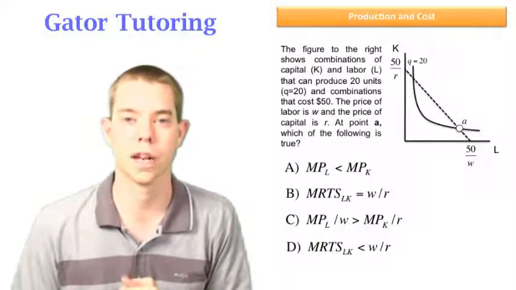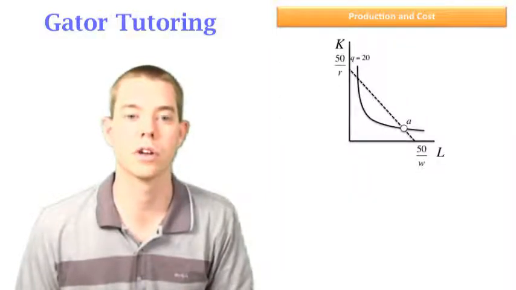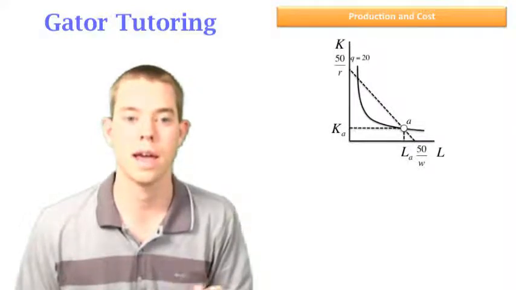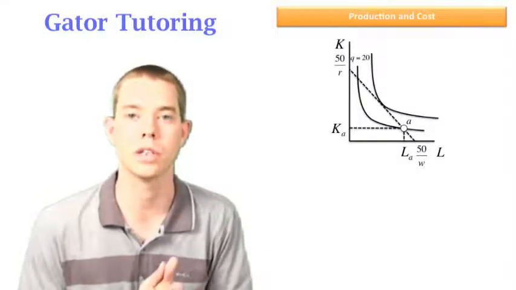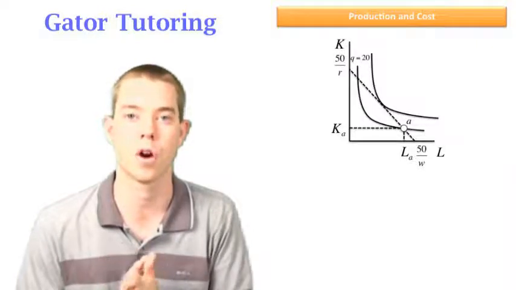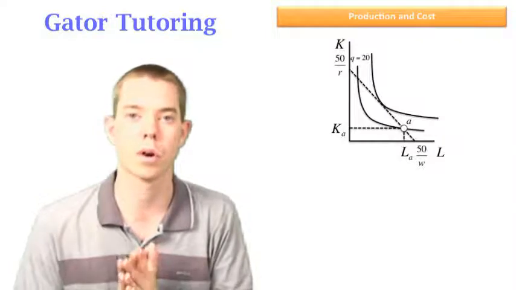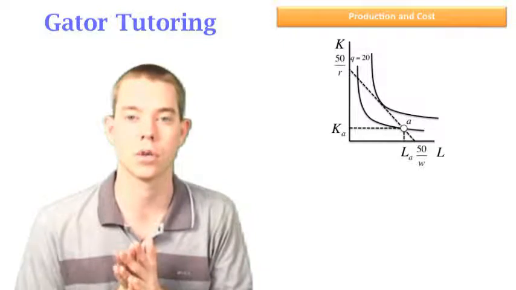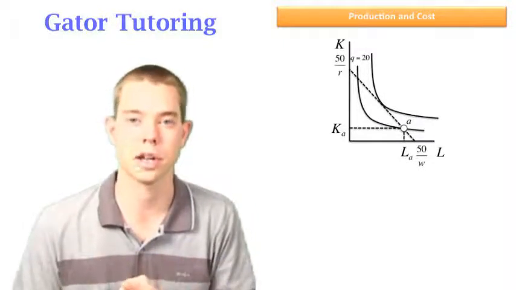So before we look at those different answer choices, let's look at how I would solve this. From the graph, we notice that we're producing at this amount of capital and this amount of labor, Ka and La. We notice that with the same $50, we could be producing more units. We could be reaching this isoquant line, which is farther out. So where the first one was Q equals 20, this one is something more. We're not sure how much more, but we know that we could be reaching a farther isoquant line. So we're not maximizing profit or minimizing costs in this case.